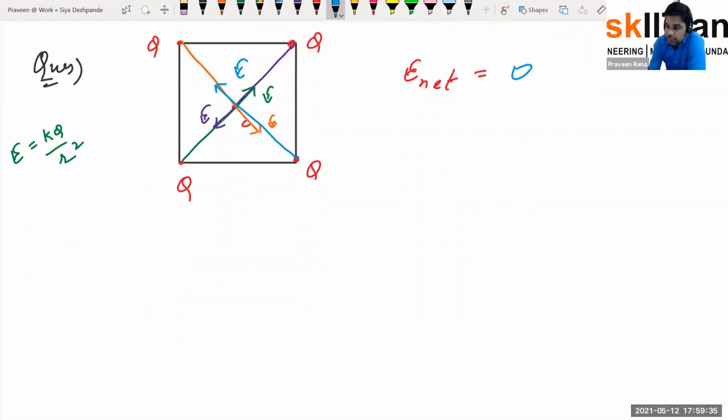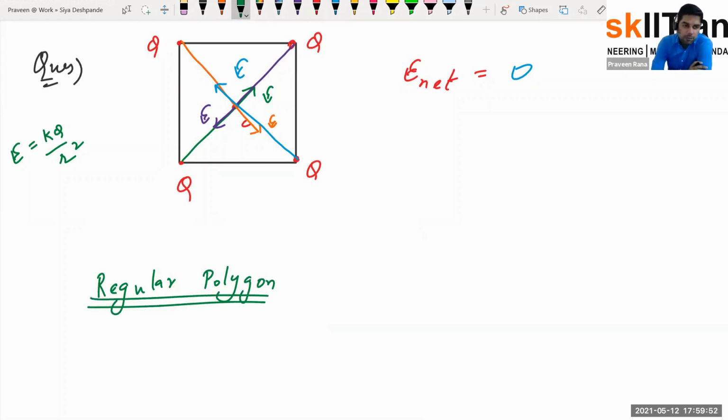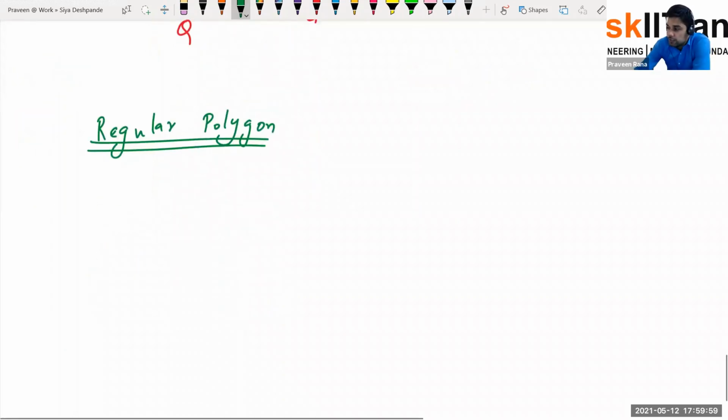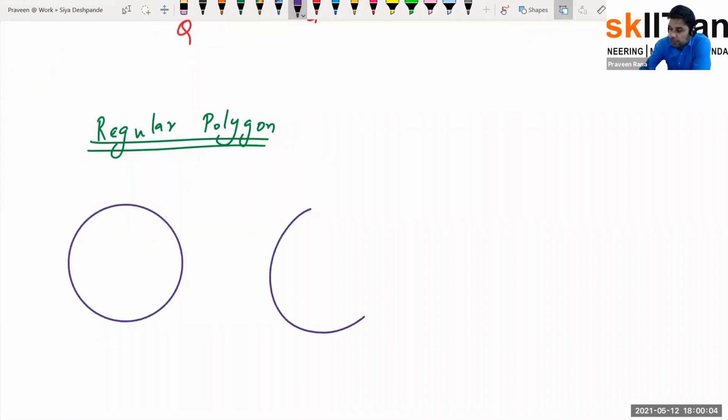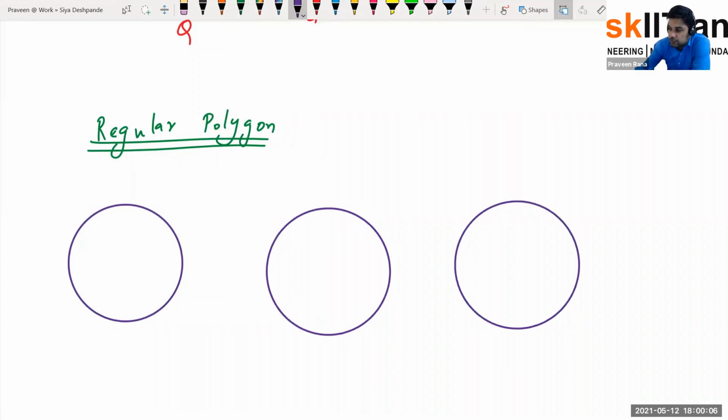Now let's say we have a regular polygon with us. What do you mean by a regular polygon? It has all sides equal. Exactly, so that would be a regular polygon. And an interesting fact is that you can draw any regular polygon inside a circle, whatever kind of regular polygon you have.